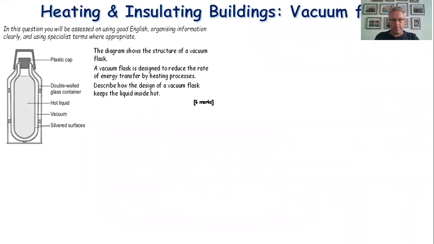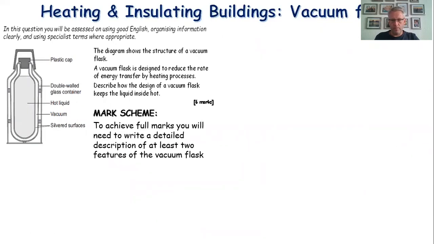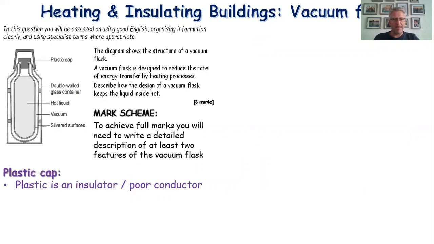Okay, so in this question, to achieve the full marks, you will need to write a detailed description of at least 2 features of this vacuum flask. And there are 3 main components here that we could choose from, but you need to make a detailed description of at least 2 of those features to get full marks, to be sure of the full marks. So the first thing that we're going to look at is the plastic cap.